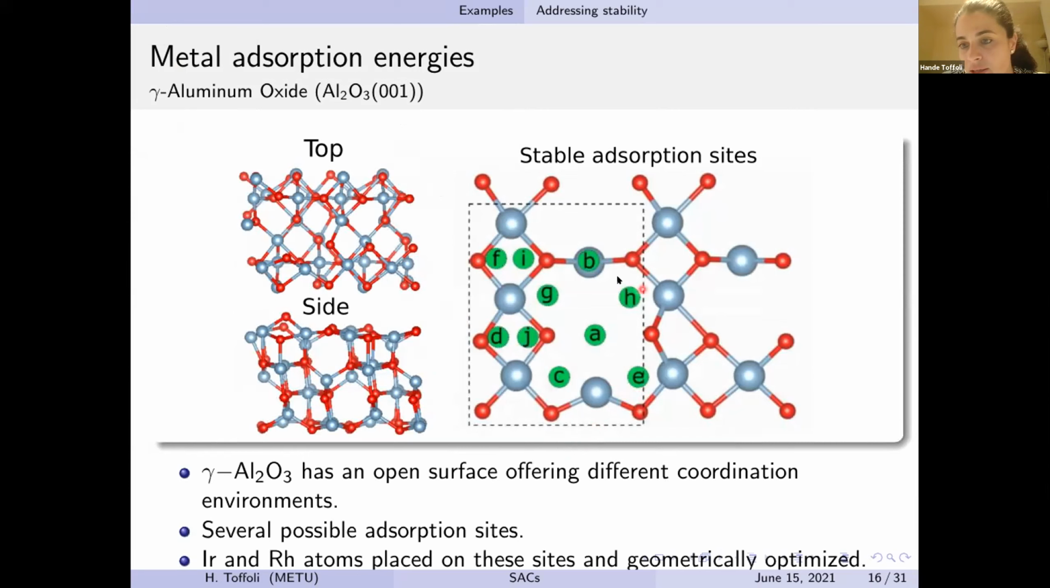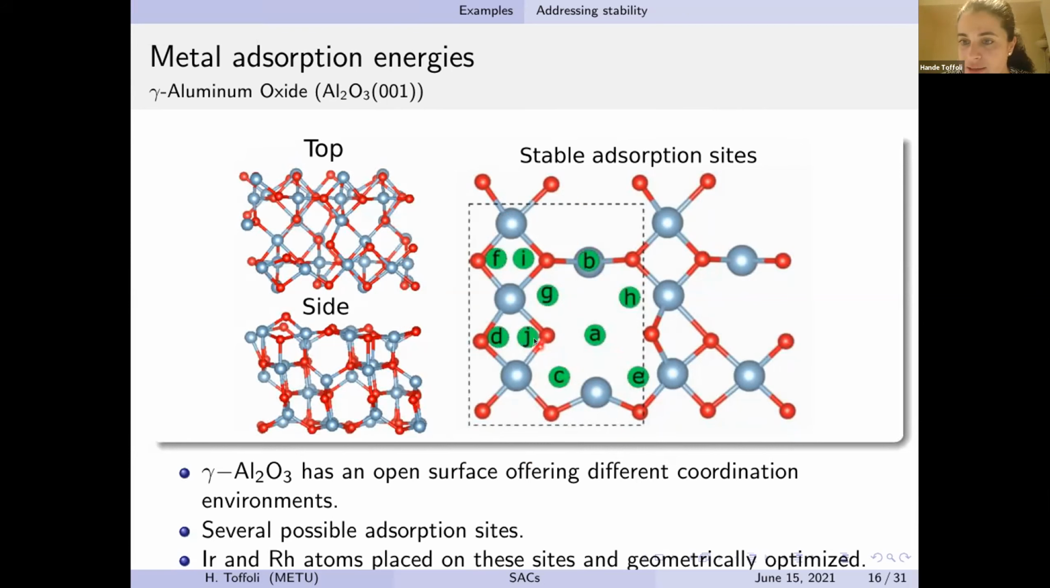One very often used surface for this is the gamma alumina surface. The gamma alumina surface, as you can see in these pictures, is an open surface which affords many different adsorption sites. So these are the high symmetry points. Some look similar, but it depends also on what's underneath. So G and H look similar, but they are not because of what is under the surface. So we took our metal atoms and adsorbed them on all of these sites. Then we ran them through a geometry optimization and saw their adsorption energy.